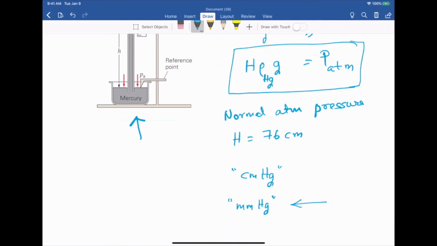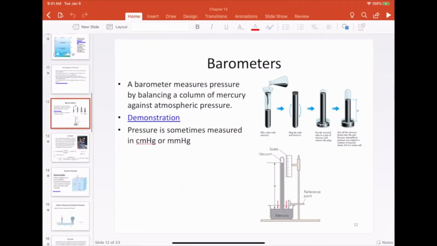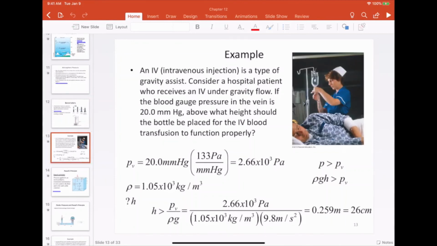Hopefully it's clear to you how to convert cmHg into pascals. So cmHg just means the pressure of a column of mercury which is 1 centimeter high. So you would just use this formula H rho g. You would put H equals 1 cm. Rho is the density of mercury, and g, you know, is 9.8, and that would give you 1 cmHg in pascals. Okay. I have a problem based on mmHg in the next slide, which you can take a look at on your own.